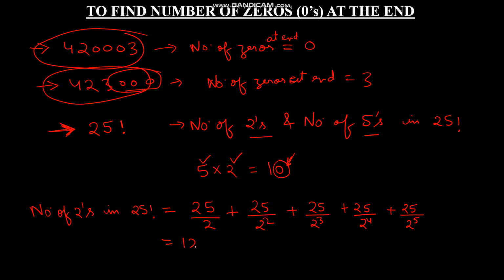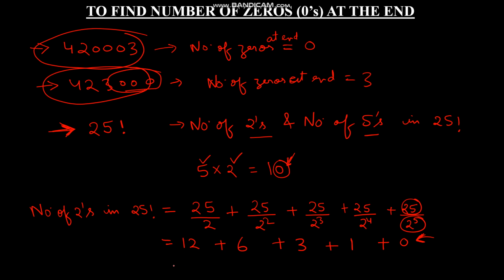Now if we solve this, dividing 25 by 2 gives a quotient of 12, plus 25 by 2 square gives a quotient of 6, plus 25 by 8 gives a quotient of 3, and 25 by 16 gives a quotient of 1. But when we divide 25 by 32, we get a quotient of 0. So we have to stop when we get the quotient as 0, or when the denominator is greater than the numerator.